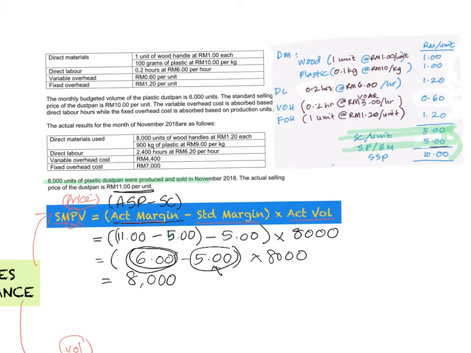Because your margin is high, maybe you are better at selling your product. The price has increased, but people still want to buy it. So it's a good indicator for a business. Therefore 8,000 here has become a favorable variance. Okay, so that's it, the standard margin price variance. We compare the actual margin and the standard margin times the actual volume sold.